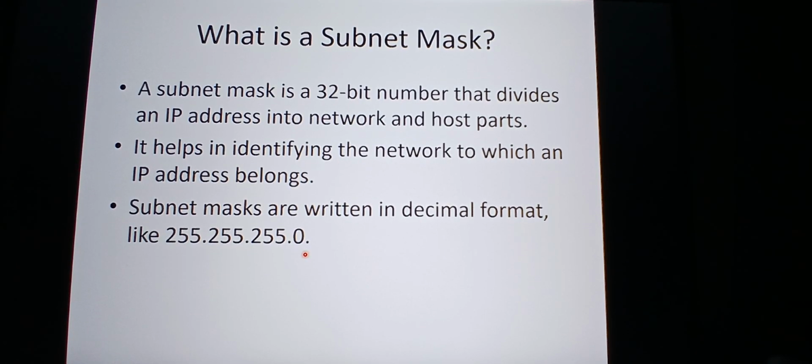255.255.255.0. Here, each 255 represents 8 bits set to 1, and each 0 represents 8 bits set to 0. So basically, this whole thing can be written as 8 ones dot 8 ones dot 8 ones dot 8 zeros. Moreover, the subnet mask works in conjunction with the IP address to create subnetworks, which allows organizations to efficiently manage and utilize IP addresses.